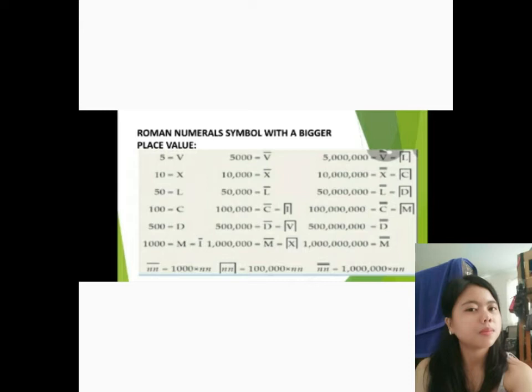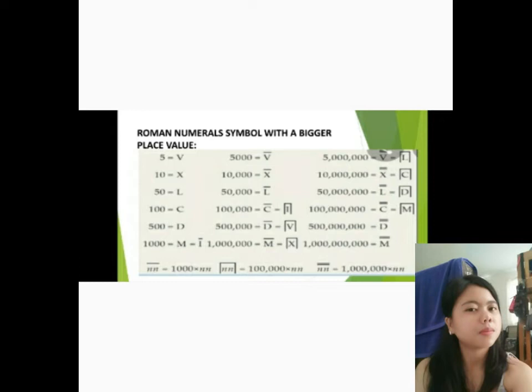If C has a horizontal line, we will multiply it by 100,000. If D has a horizontal line, we will multiply it by 500,000. If M has a horizontal line, we will multiply it by 1 million. If V has a double horizontal line drawn over the symbol, we will multiply it by 5 million.